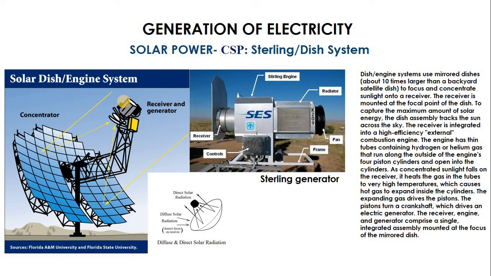Now, in this engine, we have hydrogen gas. What happens is that when the mirrors reflect the heat energy from the sun onto the receiver, the hydrogen gas within the cylinders of the engine expands. It expands in a particular sequence, and this expansion of the hydrogen gas pushes against the pistons within the cylinders of the engine, and by so doing, it creates linear motion of the pistons.